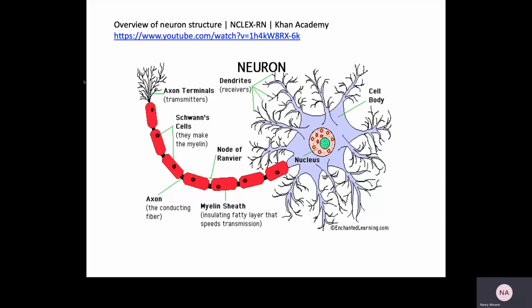Now, take a look at that term Schwann cells. Schwann cells make myelin in the peripheral nervous system. Let me repeat that. Schwann cells make myelin within the peripheral nervous system, not in the central nervous system, not in the brain and the spinal cord. If you see a Schwann cell, you know that neuron has to be in the peripheral nervous system by definition. Remember that.